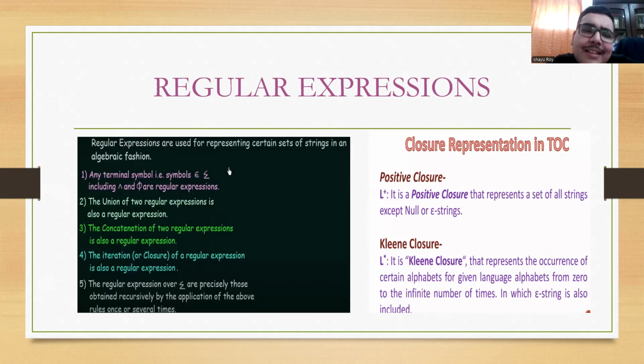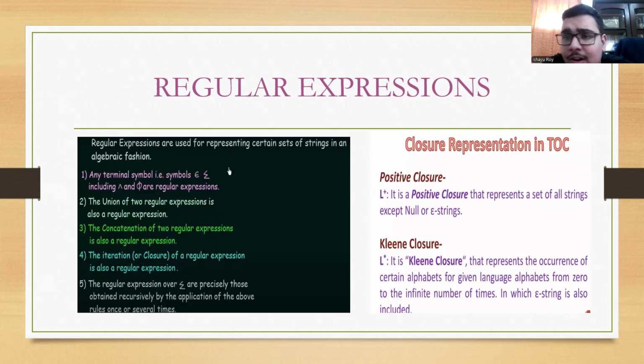Any terminal symbol is a regular expression. The union of two regular expressions will also be a regular expression. The concatenation is a regular expression. The iteration or the closure is also a regular expression. And basically, it is obtained by recursively applying the above rules once or several times.